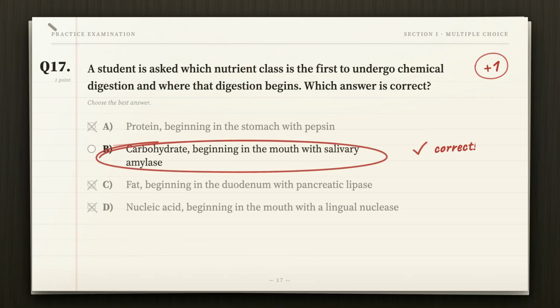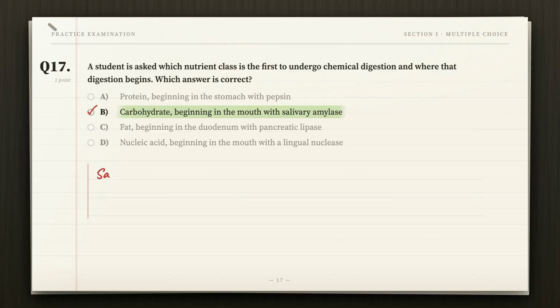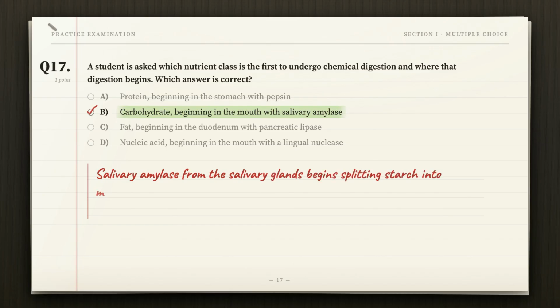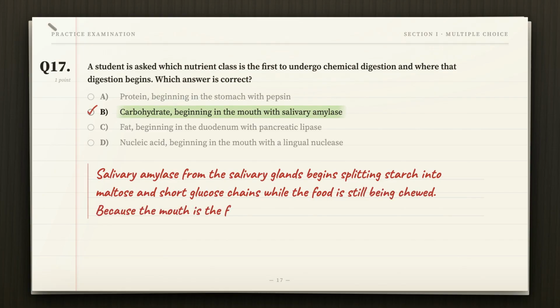The correct answer is B. Carbohydrate, beginning in the mouth with salivary amylase. B is correct because salivary amylase from the salivary glands begins splitting starch into maltose and short glucose chains while the food is still being chewed. Because the mouth is the first station in the tract, carbohydrate is the first nutrient class chemically attacked.